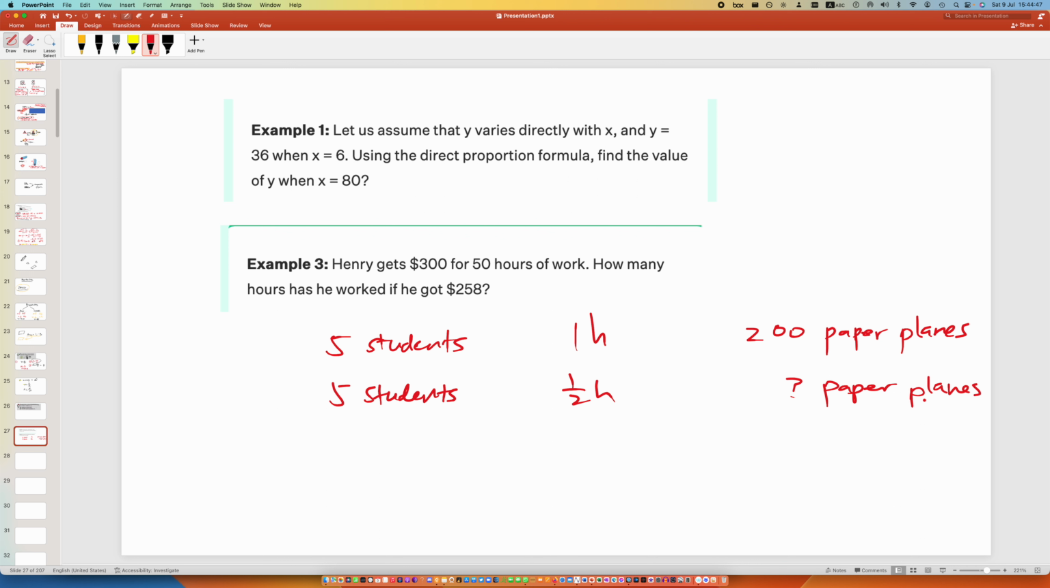Okay, so what you need to do actually is this. Can you see that the head count is the same? Yeah. Head count is the same. So what is not the same? The time, right? So the time comes down. Go down by how much? Divide by 2, right? So if the head count is the same, when your time is reduced, do you think you get more paper planes or less?